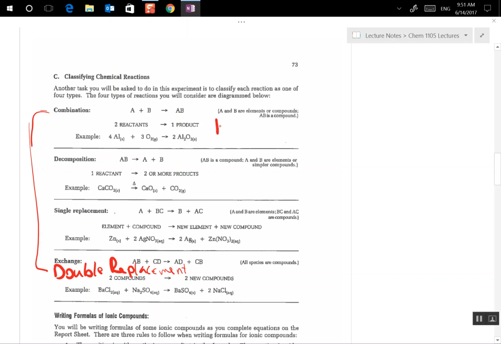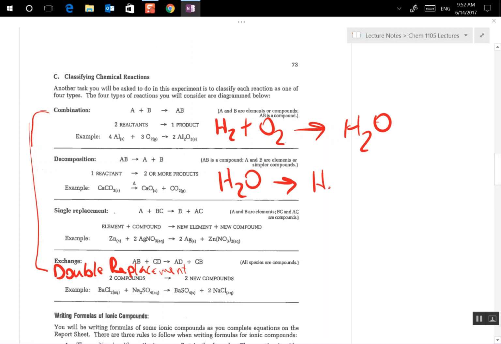For example, H2 plus O2 produces H2O. It's a combination of those, putting them together. Decomposition would be the exact opposite of combination. Combination is putting them together, while decomposition is splitting them apart. So starting with water, you would decompose it into H2 plus O2. You can see AB is decomposing into A plus B, back to its original components.